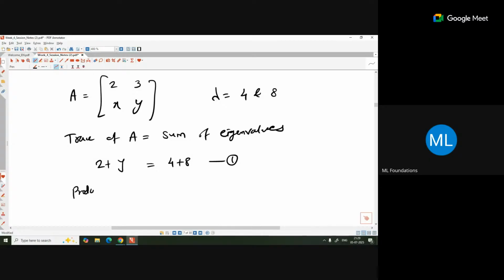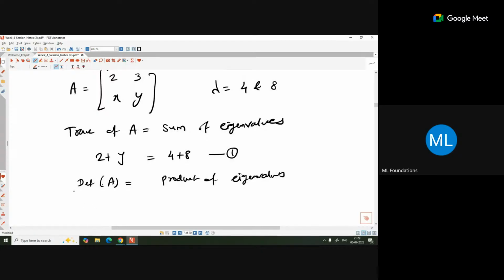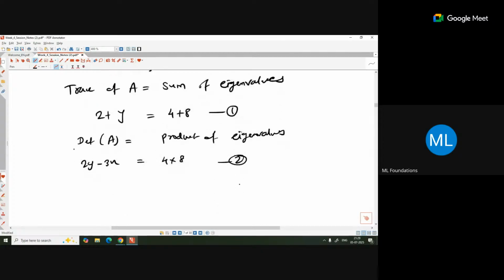What is the second thing I said? I'll make it consistent. Det of A equals the product of eigenvalues. So the determinant of A should be equal to the product of eigenvalues. So what is the determinant of A here? 2y minus 3x equals 4 into 8, equation 2.